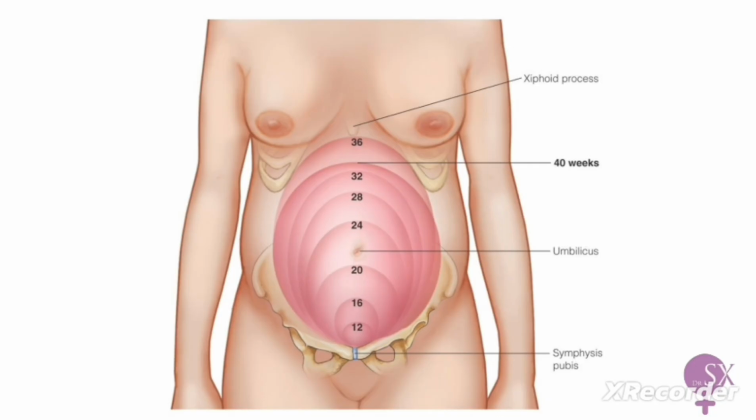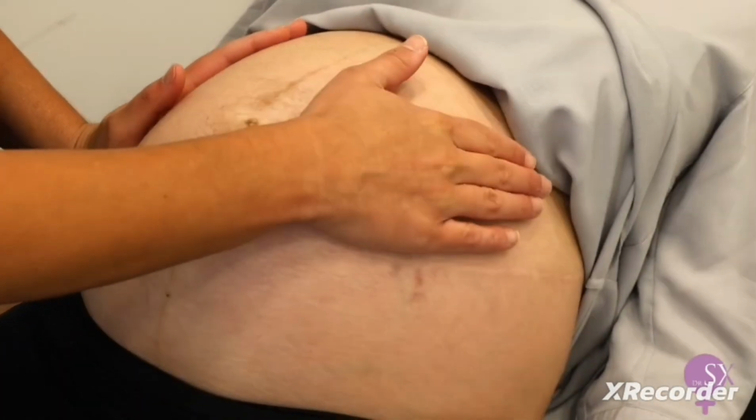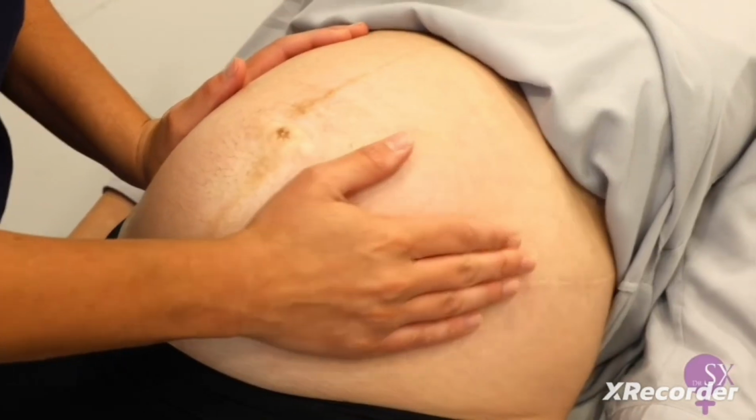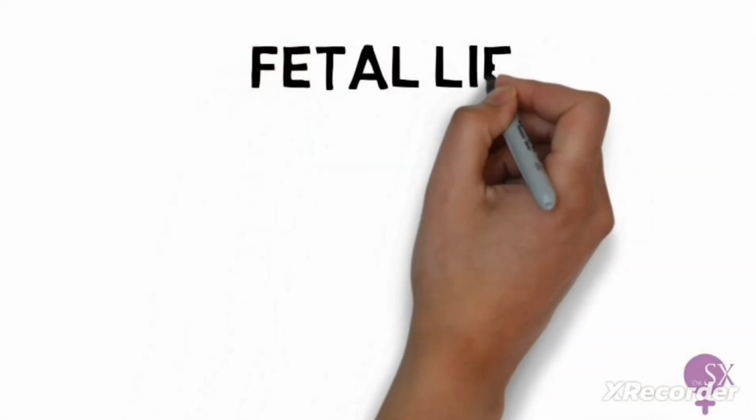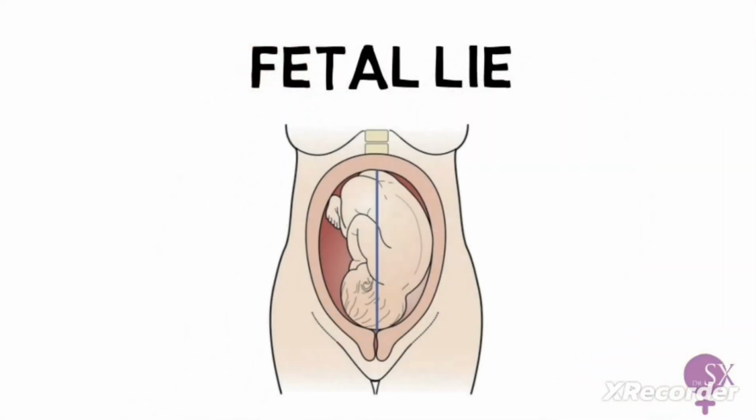But first, a quick revision starting with the fetal lie. The fetal lie refers to the relationship between the long axis of the fetus and the long axis of the mother. Therefore, the fetal lie could be longitudinal, oblique, or transverse. Presentation refers to the part of the fetus in the lower part of the uterus, and therefore closest to the maternal pelvis.